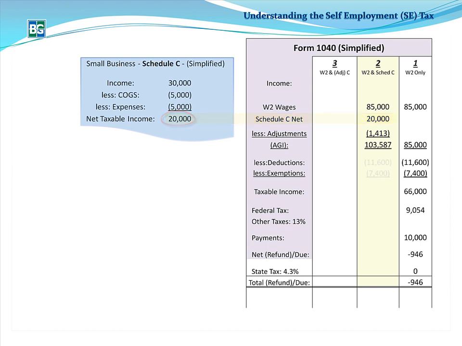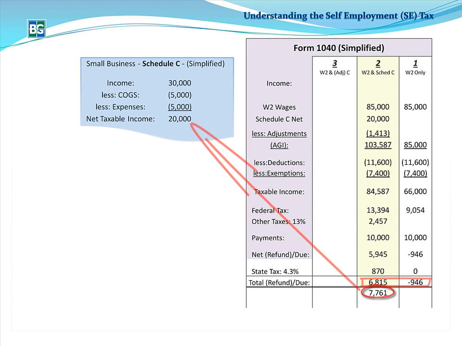This, with the $85,000 in W-2 wages, totals the AGI to $103,587. Less the deductions and exemptions, taxable income arrives at over $84,000, with the federal tax calculated at $13,394, with the self-employment tax calculated at $2,457. The withholding is the same at $10,000, and the state tax has increased by 4.3% for a total tax due of $6,815. That's an increase of close to $8,000 in tax from the extra $20,000 from the small business, which equates to 39% of the net income going to taxes.